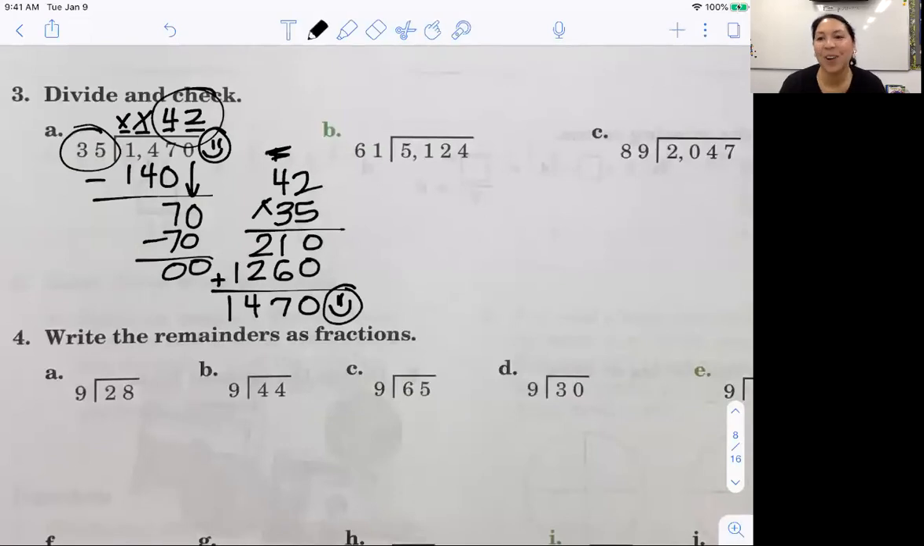Okay, go ahead and try B or C by yourself. You can either do it now or you can do it after. So pick which one you're going to do and circle it. So if you're going to do C, circle C. If you're going to do B, circle B. Or you can pause the video and try it now.